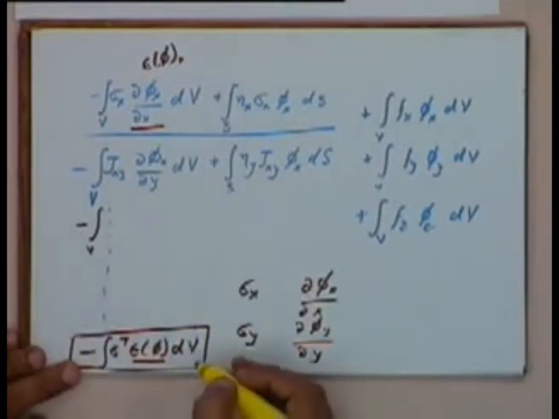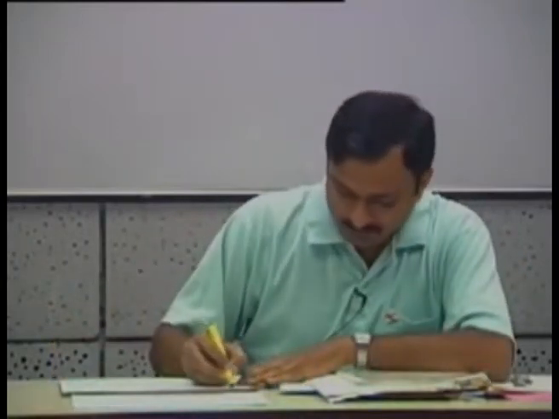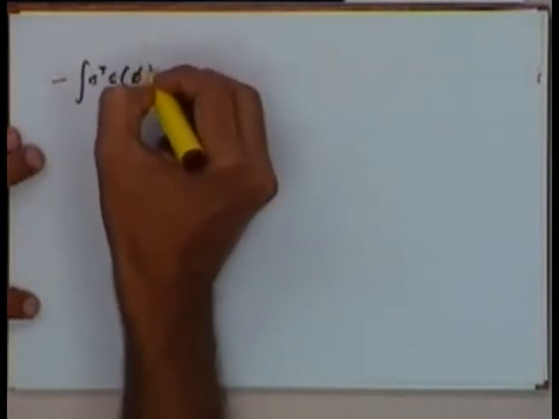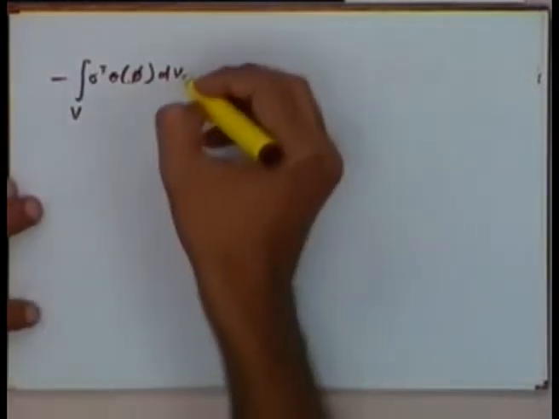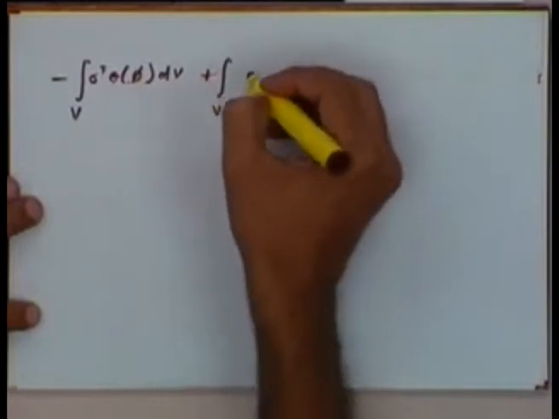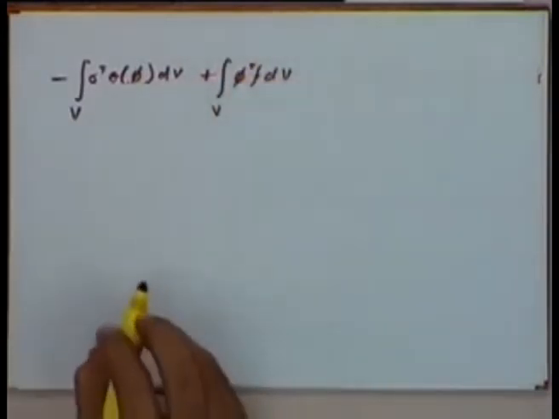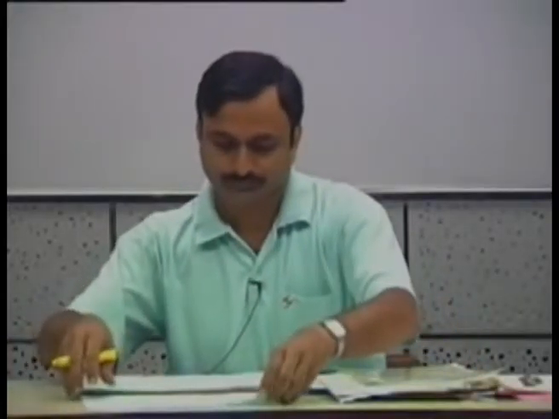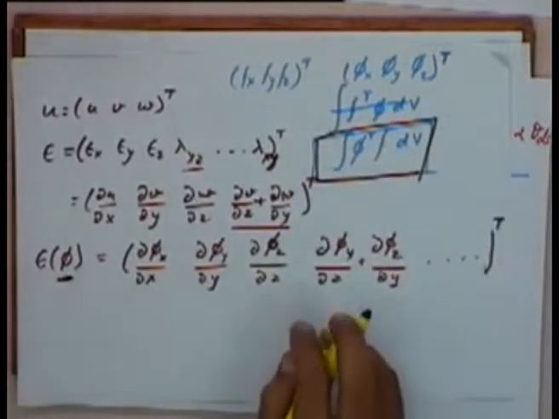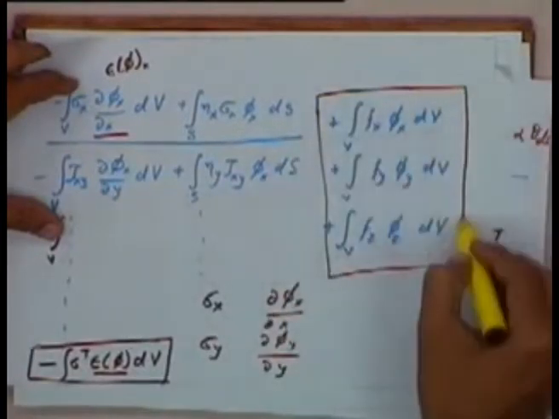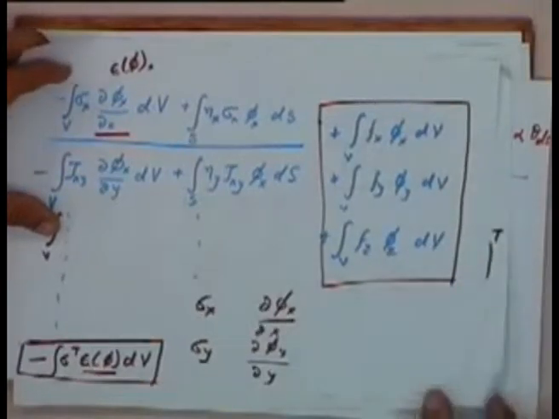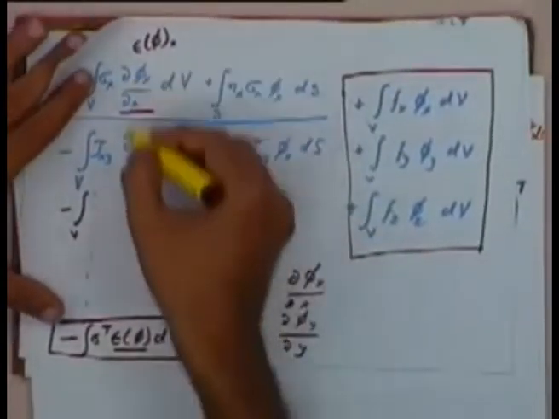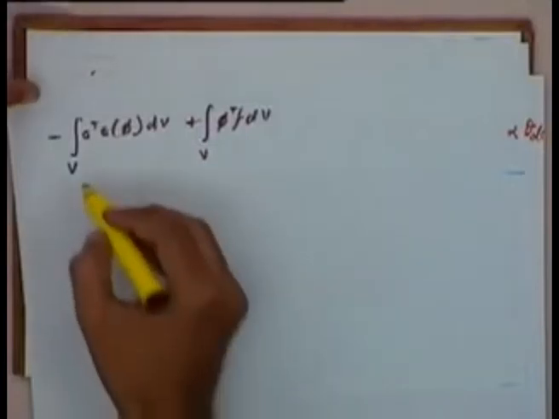Okay, this is how we get this one term, and then we will collect all these terms together. What we will finally get will be an expression of this type: minus the volume integral of sigma transpose epsilon of phi dv, plus the volume integral of phi transpose f dv. This is the term that I just mentioned. Okay, this has been collected by taking these three terms together. If I take these three terms together, I will get this term, and if I collect all the terms in this column together, I will get this term.